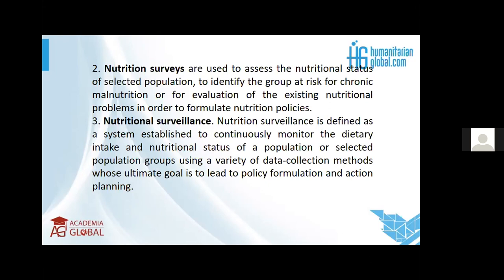And for nutrition surveys, you have to use nutrition assessment methods to get the nutrition data that is used to evaluate the problems. We also apply nutrition assessment in nutrition surveillance, where we continuously monitor the dietary intake and nutrition status of a population or selected population group using the various data collection methods. And the goal is also policy formulation and action within the planning. So surveillance is a continuous process. We keep on collecting nutrition-related data so that it can lead us to also come up with the formulation of some nutrition policies that help the well-being of our whole population.